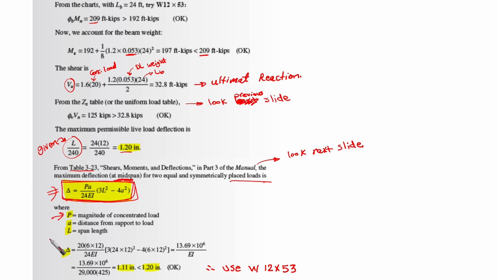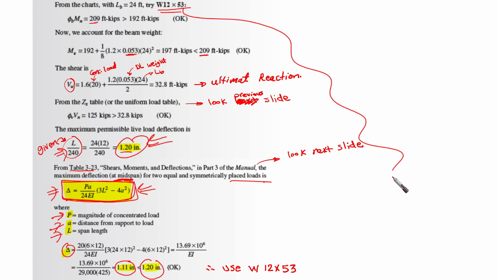P is the magnitude of the concentrated load, A is the distance from support to load, and L is the span length. Then you substitute in this equation. You can go with this long equation, and you are going to find at the end the result is 1.1 inch, which is less than 1.2, our limit as given in the example. This means that we are okay. Our assumption from the beginning is okay.